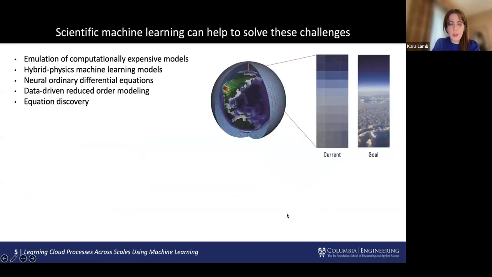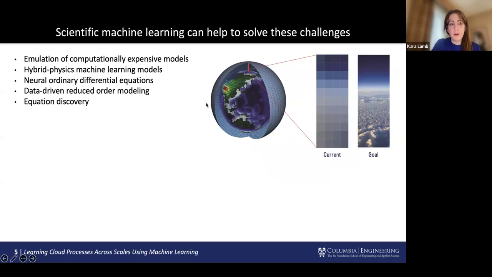So scientific machine learning is something that has really revolutionized the field in the last couple of years and is helping to solve some of these challenges. So if this is our current day picture of what clouds look like in our model, then some of these methods can hopefully help us move closer to a much more accurate representation of these cloud processes.